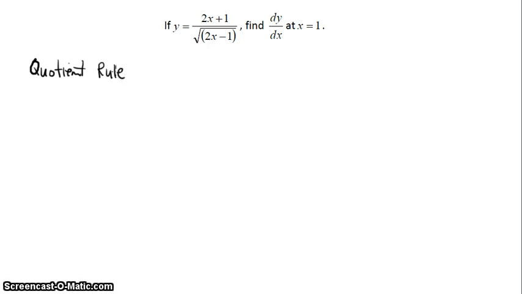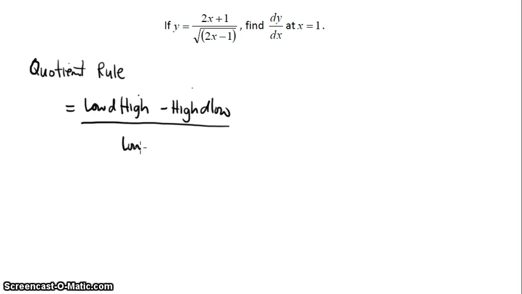Now there is a formula to easily remember the quotient rule. That is simply, we use the low d high minus high d low, all over the low squared. So we name the denominator as the low, and we name the numerator as the high. And once we do that, it will be easy for us to follow the rule.